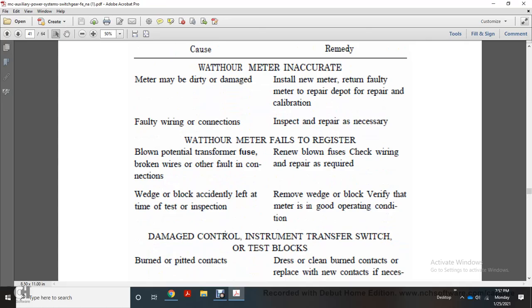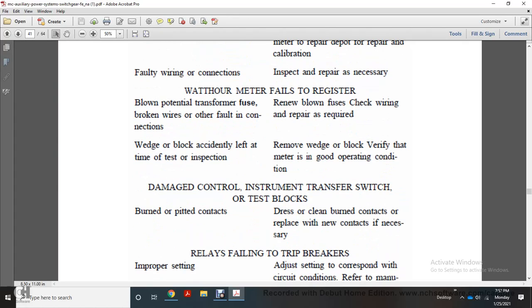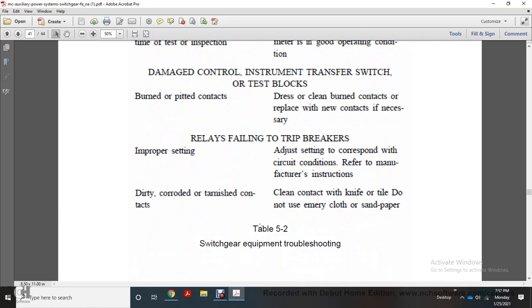Wedge or block accidentally left in the meter on test or expense. Remove the wedge or block. Verify that the meter is in good operating condition. Damaged control instrument transfer switch or test block. Burnt or pitted contacts: dress and clean. Burnt contacts: replace with new contacts as necessary.